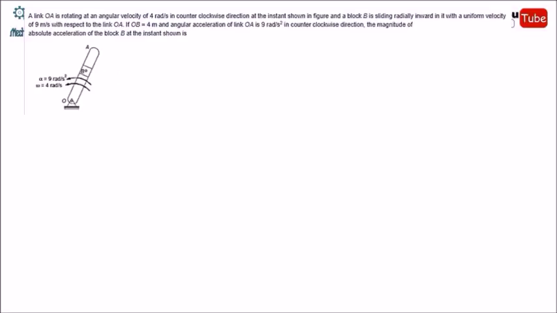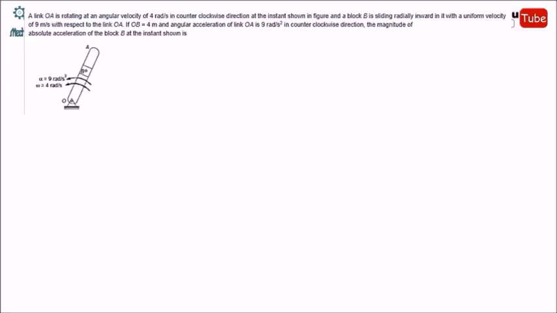In this question, this is a question from the acceleration analysis. A link OA is rotating at an angular velocity of 4 radian per second in the counterclockwise direction at the instant shown in the figure, and a block is sliding radially inwards in it with a uniform velocity of 9 meter per second with respect to OA. OB has been given as 4 meter and the angular acceleration of the link OA is 9 radians per second square in the counterclockwise direction. The magnitude of the absolute acceleration.